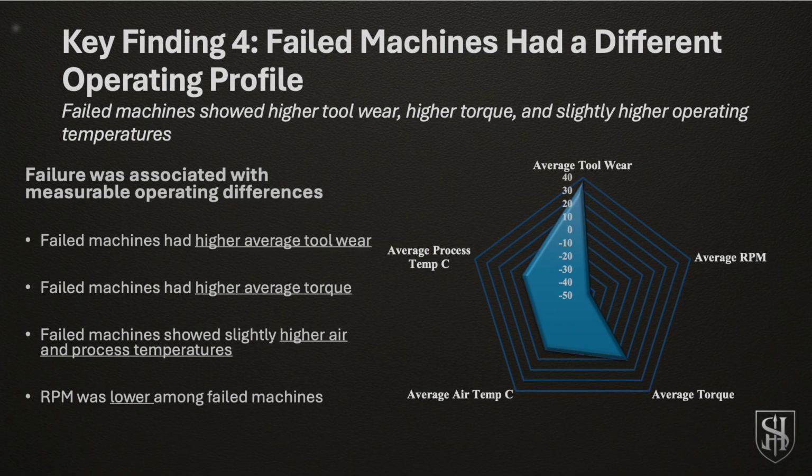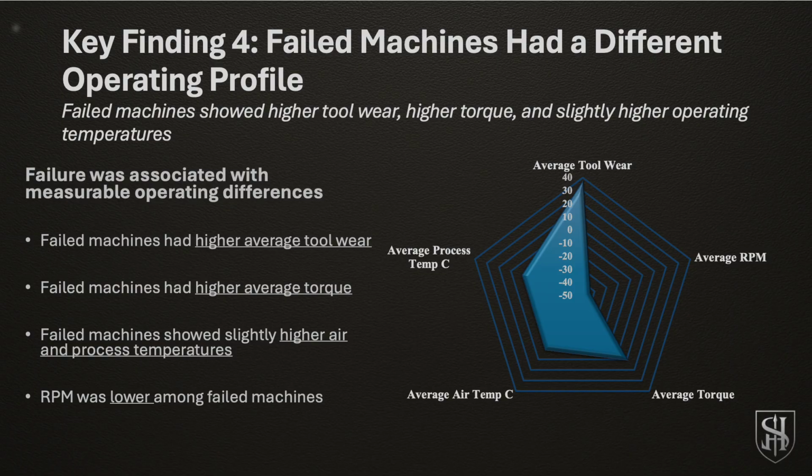This slide presents the fourth key finding from the report. Failed machines showed a different operating profile than machines that did not fail. The purpose of this comparison was to determine whether machine failure was associated with measurable operating differences. If failed and non-failed machines looked mostly the same, it would be harder to justify a condition-based maintenance approach. However, the analysis showed clear differences across several operating variables.